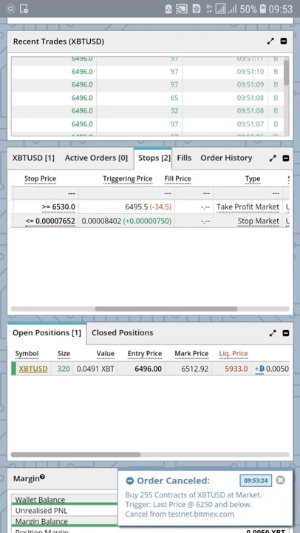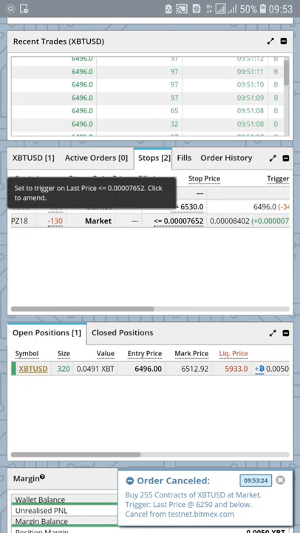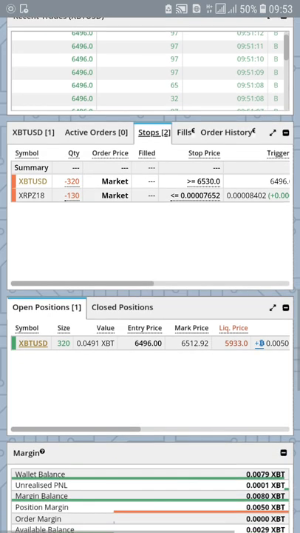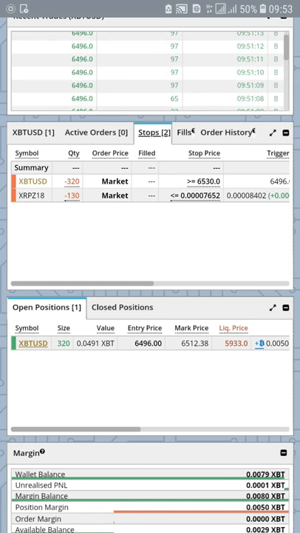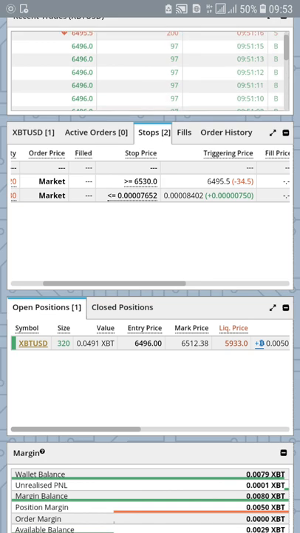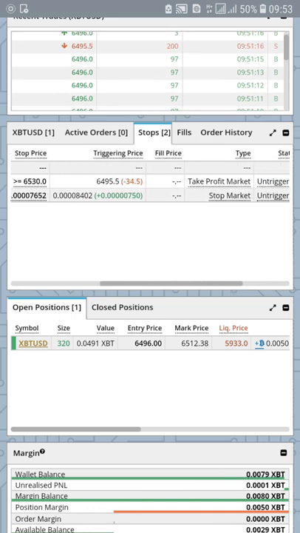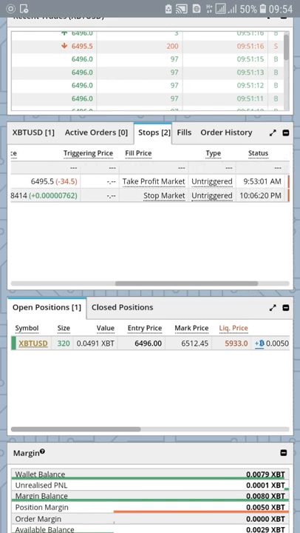My take profit order is there, and it's showing as a stop because it's a form of stop. So it's 320 at market once the market price gets to more than or equal to 6530, which is my trigger price. The difference from now to my trigger price is minus $34.5, so it's remaining $34.5 to get to my trigger price.